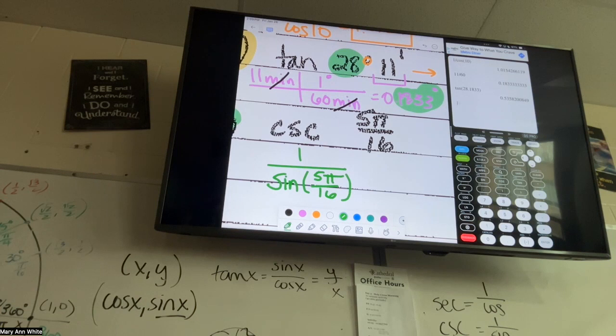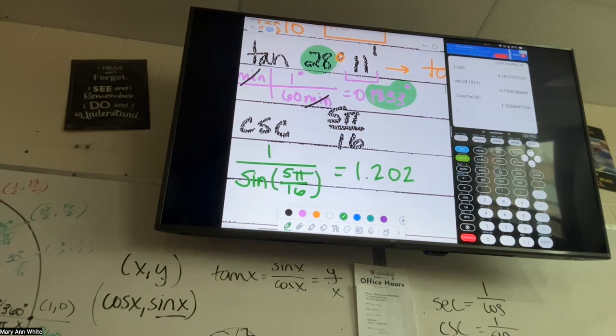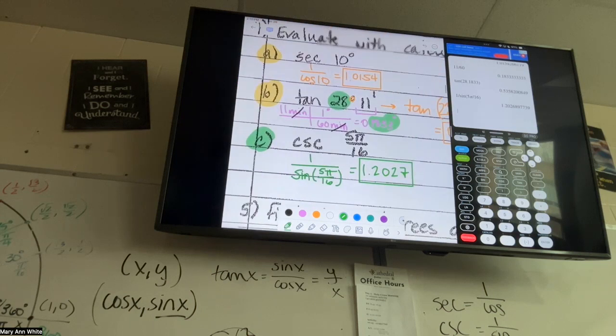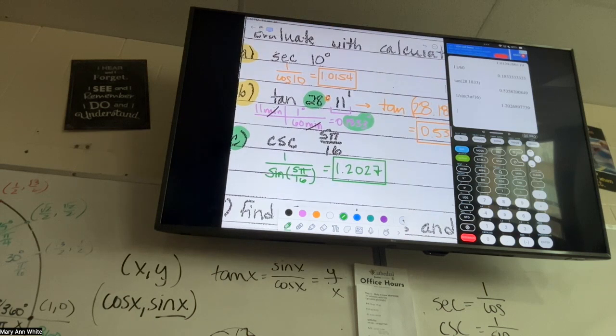So when I do 1 divided by sine, I'm just going to go 5 pi divided by 16. It's going to multiply 5 times pi, and then it's going to divide by 16, and then it's going to do the sine of that, and then we're going to do 1 over that answer, and we get 1.2027. That was a harder number. Am I moving too fast, or are we good?